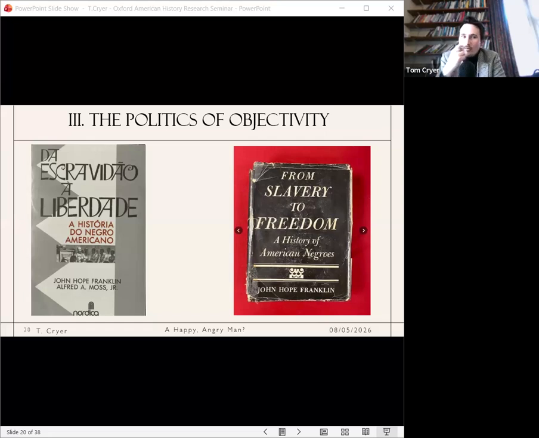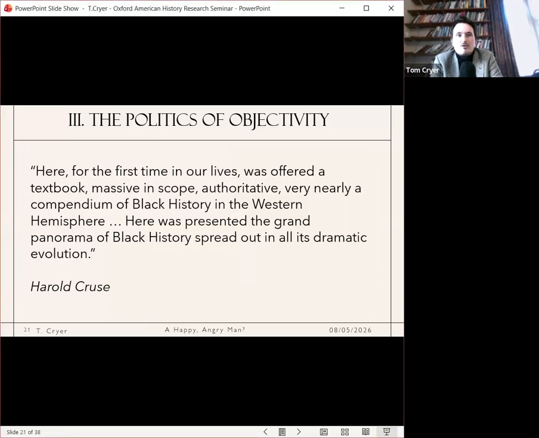First written in the aftermath of World War II amid the outbreak of the Cold War, Franklin's work remains both an exemplar of mid-20th century black historiography and an ever-evolving document, having subsequently been updated into 10 editions. By 2005, it had sold over 3.5 million copies and been translated into 6 languages. Again, then, even in this begrudging recollection once more of Harold Cruse, here was presented the grand panorama of black history spread out in all its dramatic evolution.